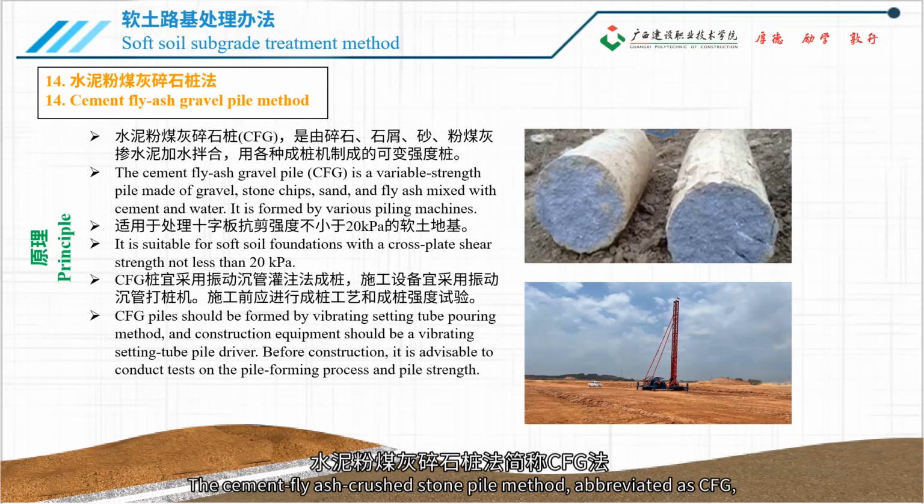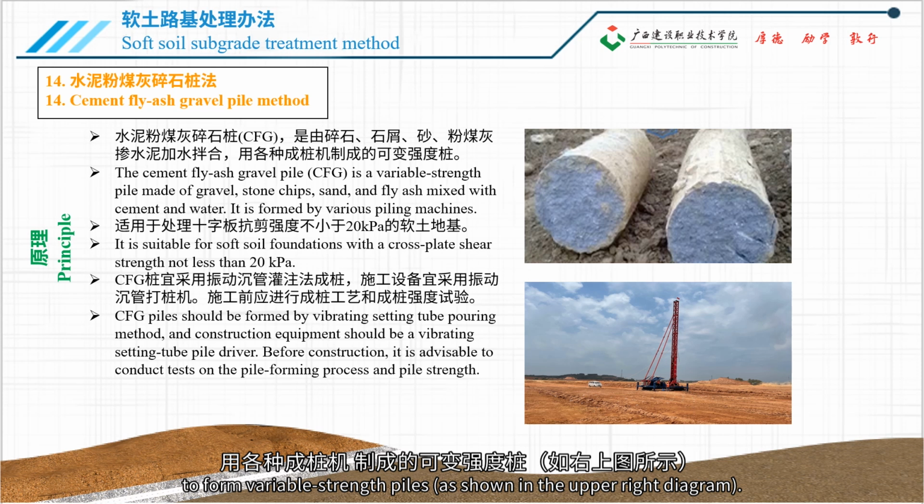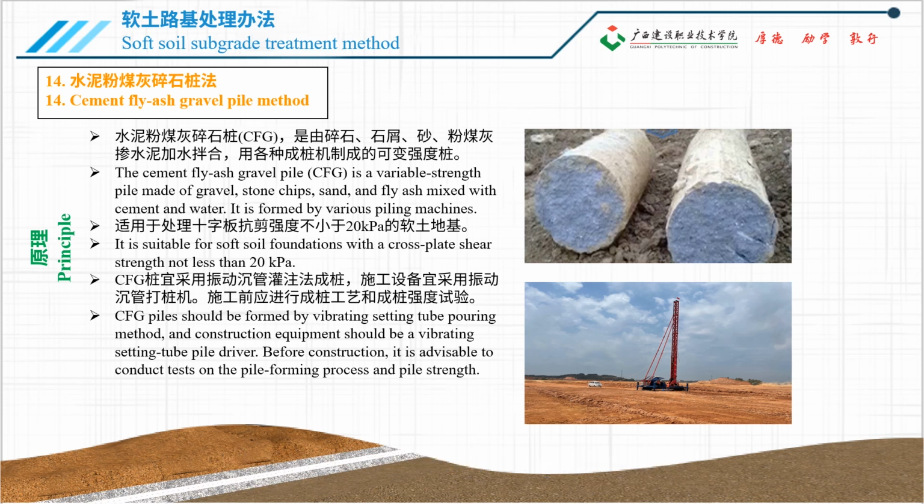The cement fly ash crushed stone pile method, abbreviated as CFG, involves mixing crushed stone, wood chips, sand, fly ash, and cement with water to form variable strength piles, as shown in the upper right diagram. This method is suitable for soft soil foundations with a shear strength of no less than 20 kilopascals.